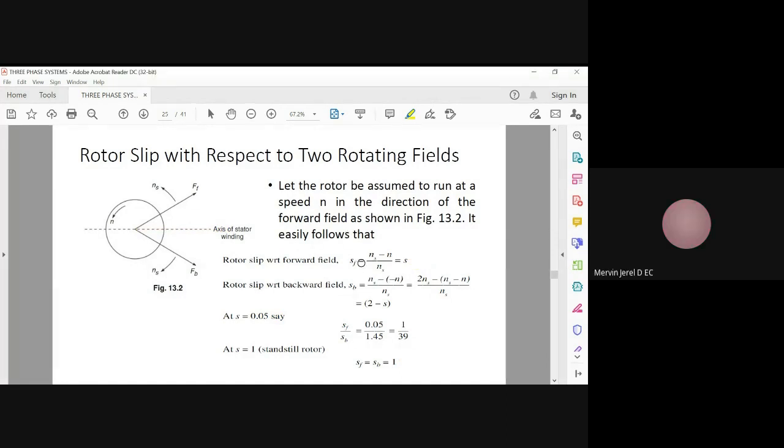Sir, do we need to write small n for this induction motor, sir? Yes, small n, not capital N. Just to differentiate from three phase, we are using small ns. The capital Ns is for the three phase, right? To differentiate that, we are using small ns. That's all. Okay, sir. Thank you.